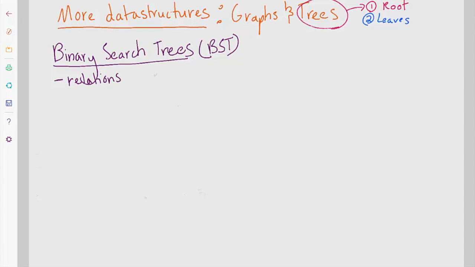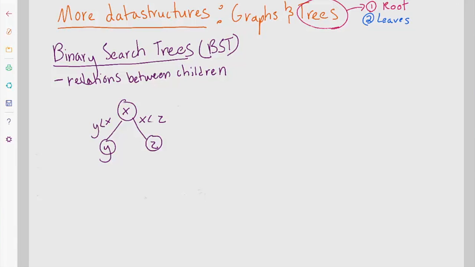However, for a binary search tree, which sounds really scary and intimidating, we will have to worry about this relationship between the children. What is a binary search tree? Well, it can also be called a BST, and it's a tree where the root is like the middle node, and the left child is less than the root, and the right child is greater than the root.